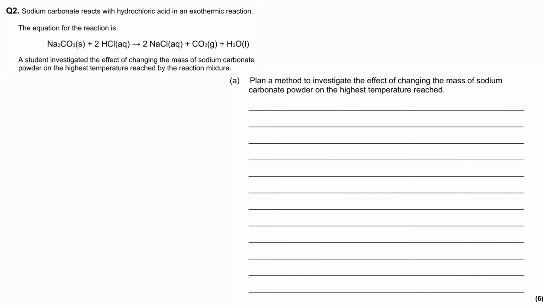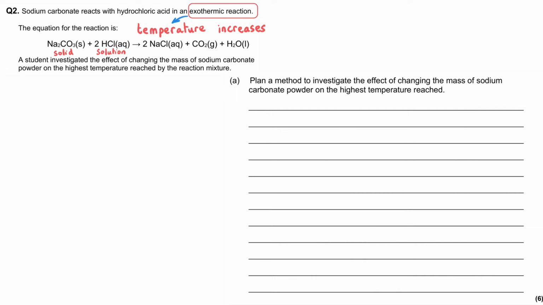Sodium carbonate reacts with hydrochloric acid in an exothermic reaction. That means the temperature will increase during this reaction. The equation for the reaction is Na2CO3 in the solid state, so that will be the sodium carbonate, reacts with 2 moles of HCl aqueous, and that's a solution, and then it turns into 2NaCl aqueous, also a solution, carbon dioxide gas, and liquid water.